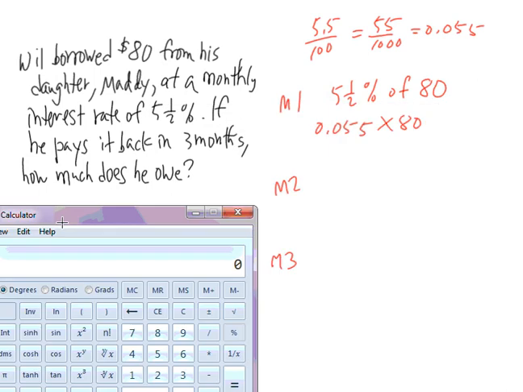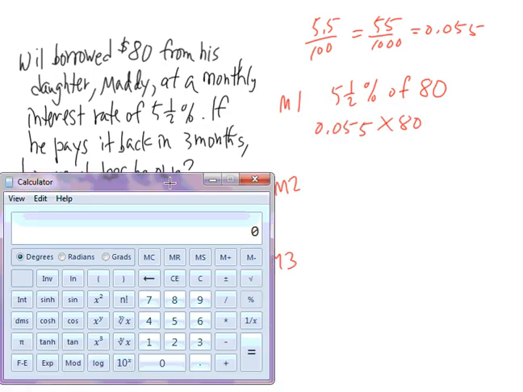Take my calculator, bring it over here. So for month one, I'll go up here, 0.055, 5.5% of $80. Because Maddie lent me the money, I owe her $4.40 interest the first month. Okay, so now at the end of month one, I would owe her $84.40. The $80 back plus the 5.5% interest.